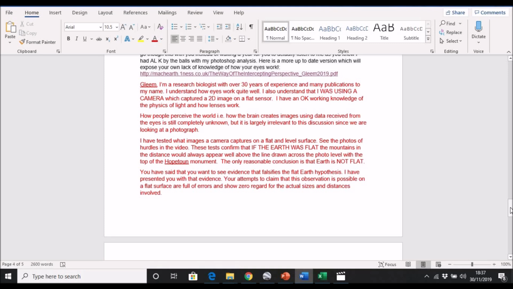I've tested it several times using various cameras and methods. It's really not in dispute unless you can show a demonstration which produces some kind of different effect. But what I've done on the hurdles, that works every time I do it, in every circumstance I do it, on a flat level surface.